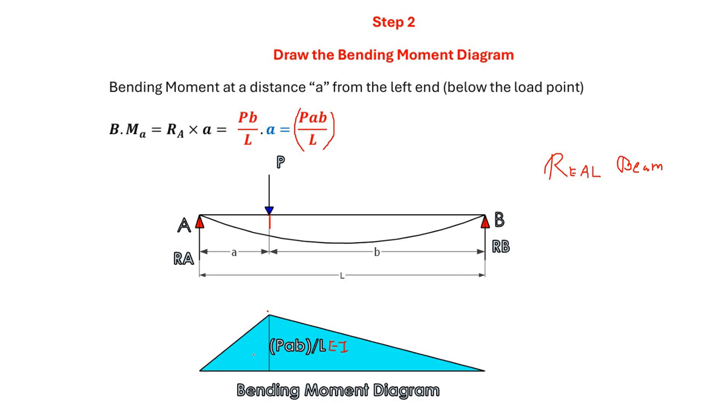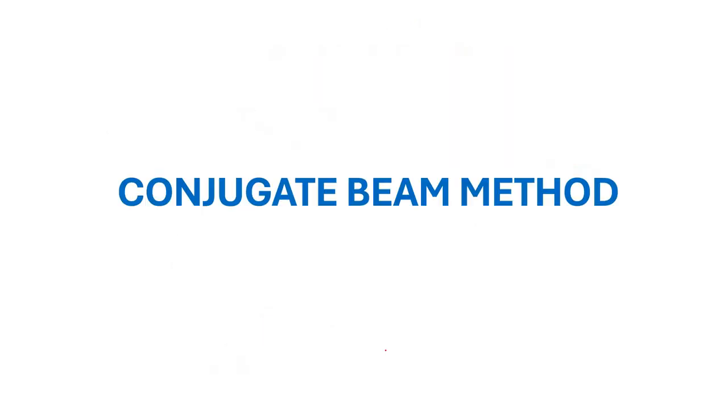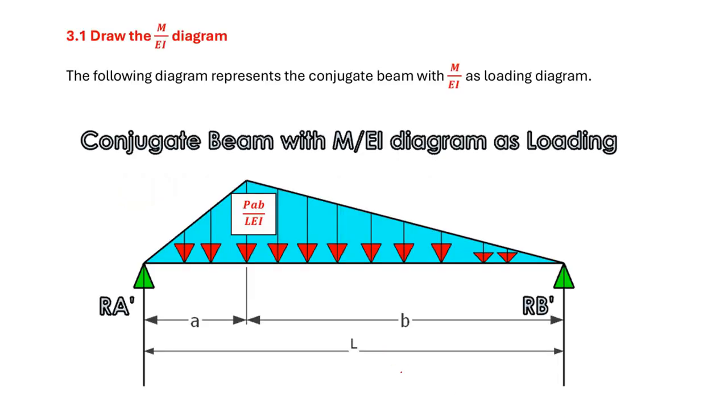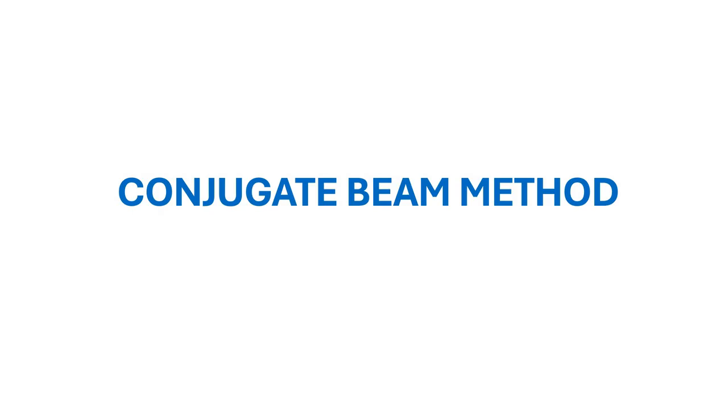Now this bending moment diagram will be converted to the load diagram for the conjugate beam. So how will you convert this as load diagram? Let us see. So now we go to the conjugate beam method. As per the conjugate beam method principle, the simply supported end is always simply supported like that of the real beam. So you take the same beam and convert it to conjugate beam. So note down that this beam is nothing but the conjugate beam.